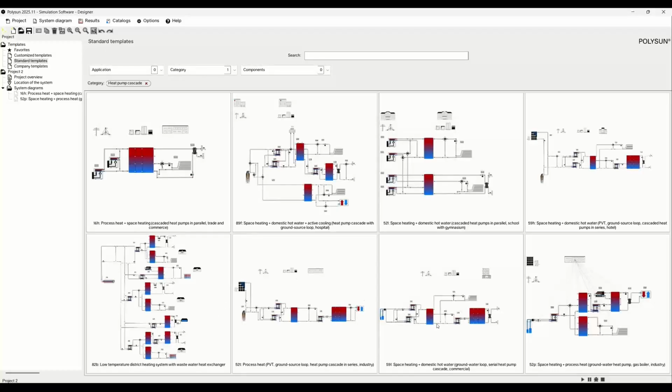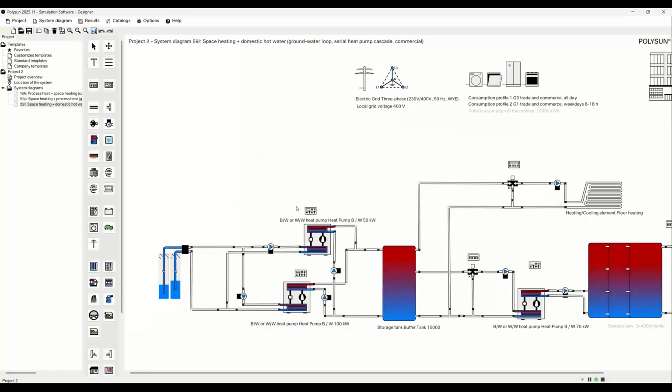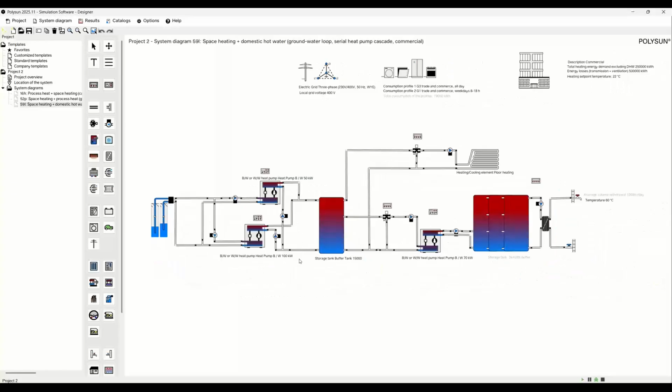So let's have a look. That could be, for example, this one here. I'm opening this for us. And here we can see that we have a commercial building. We have a hot water temperature. Here we need 60 degrees. And then we also have a floor heating here. And you can see now we have in this Cascade heat pump schematic diagram two heat pumps in parallel to deliver low temperature heat, which is then used in the floor heating.